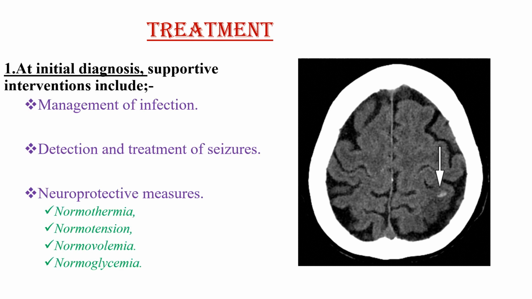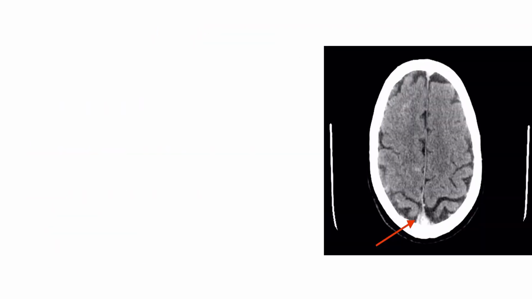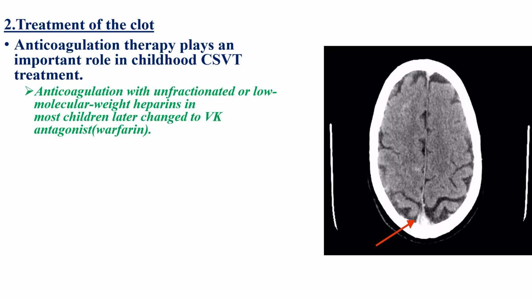When we come to treatment, at initial diagnosis, supportive interventions include management of infection, detection and treatment of seizure, and neuroprotective measures such as normothermia, normotension, normovolemia, normoglycemia. The second part of management is treatment of the clot.